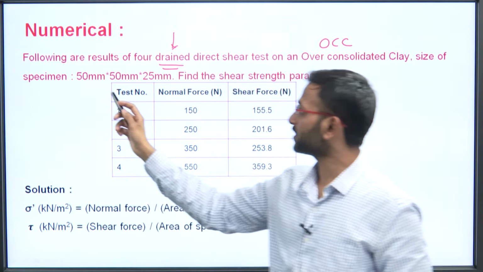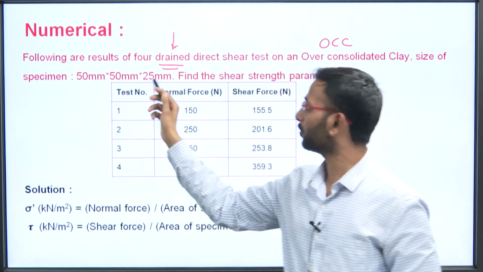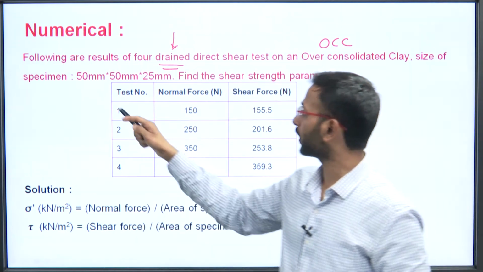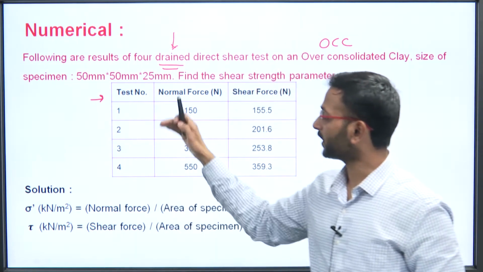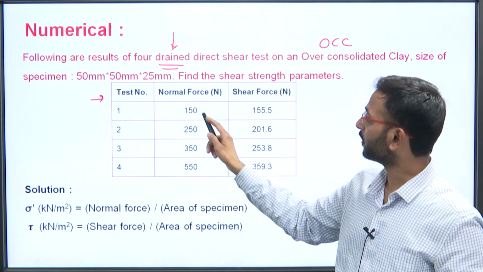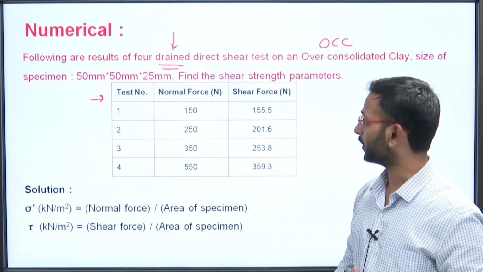Size of the specimen is 50 mm by 50 mm by 25 mm. Find the shear strength parameters, alright. So what are the results given to you? There are 4 tests which have been done, 1, 2, 3 and 4. The normal force is 150, 250, 350 and 550.